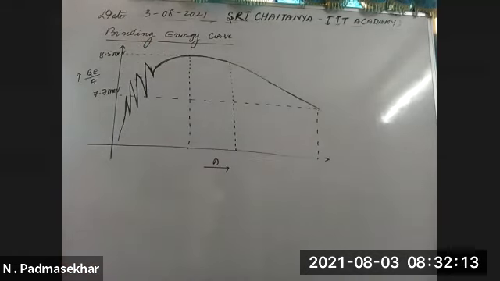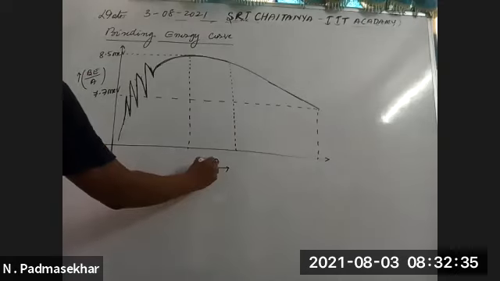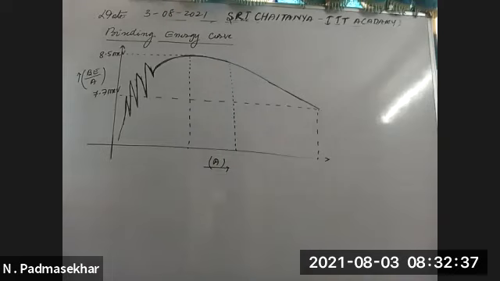Yes, like this. So first, what is it? A plot drawn between binding energy per nucleon and mass number A is known as the binding energy curve. So here, the deuteron has the minimum binding energy, whereas iron has the maximum binding energy.